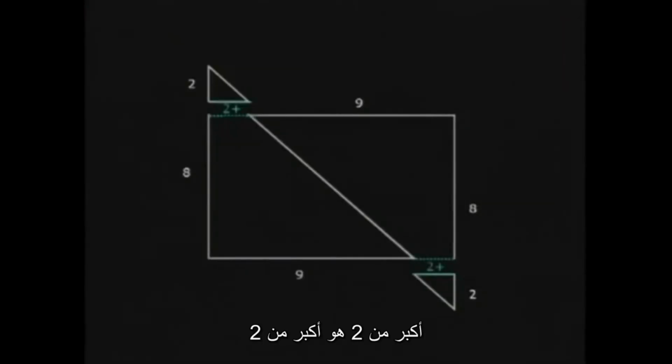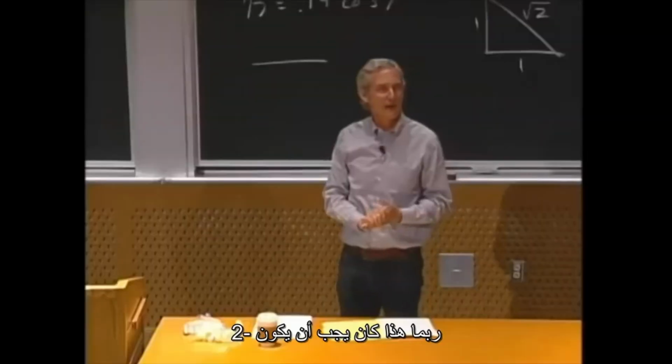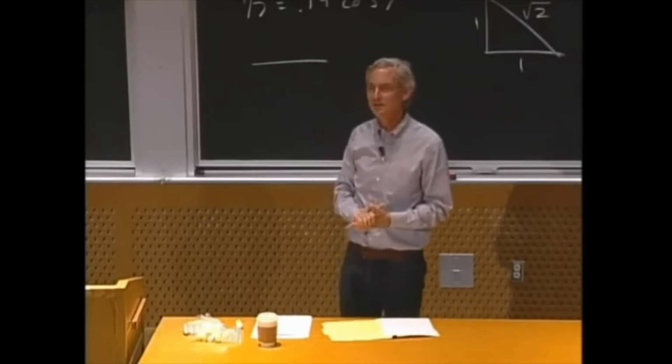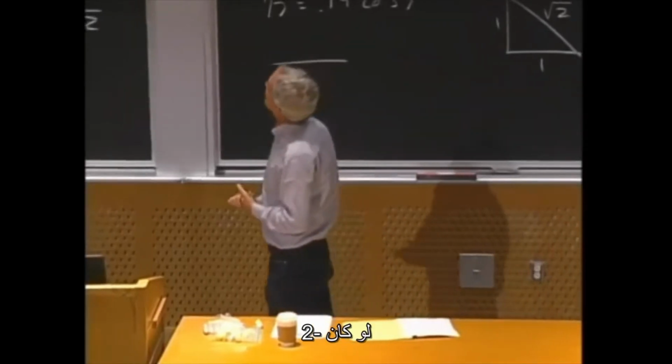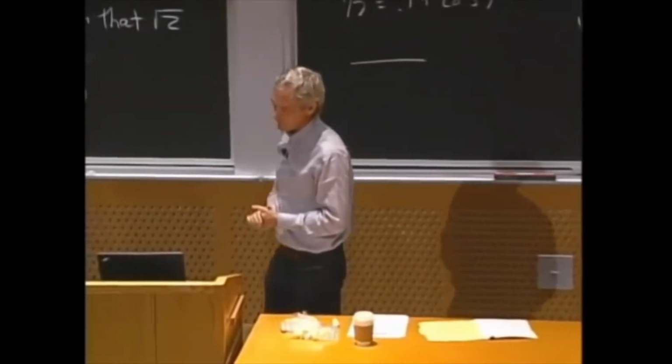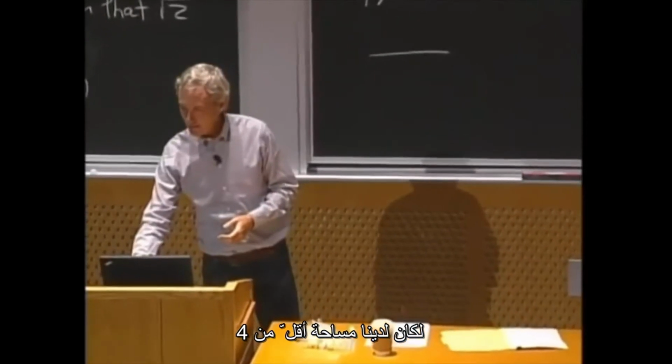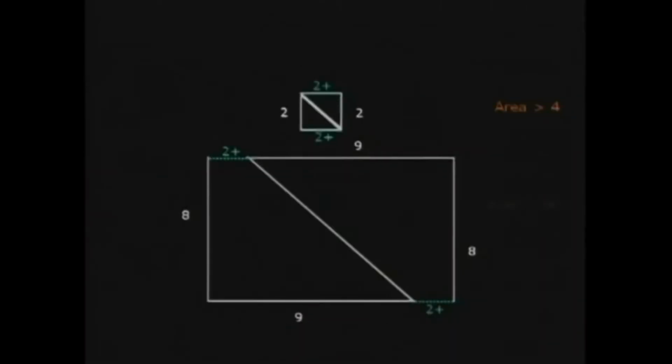Yeah, 2 plus is, well, bigger than 2, but yeah, maybe that should have been a 2 minus. Would that change anything? Yeah, if that had been a 2 minus, then we'd have area less than 4, area less than 88, and then 90 would be less than 92. That would be okay. But it sure looks like the 2 plus is bigger than the 2, doesn't it?